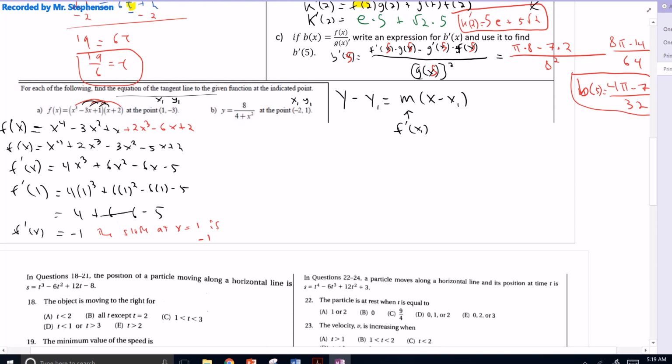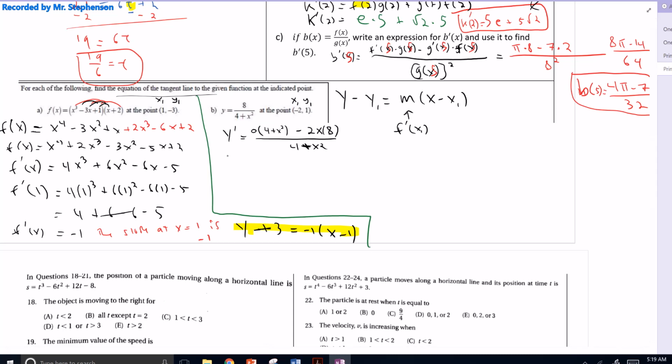So for my equation for this line, I would say y minus negative 3, which turns into a plus, equals negative 1, x minus 1. Done. Right? Part B, we need to use quotient rule. There's no way to simplify this, so we're just going to go ahead and use quotient rule. Derivative of the top is 0. Minus derivative of the bottom is 2x, all over 4x squared.